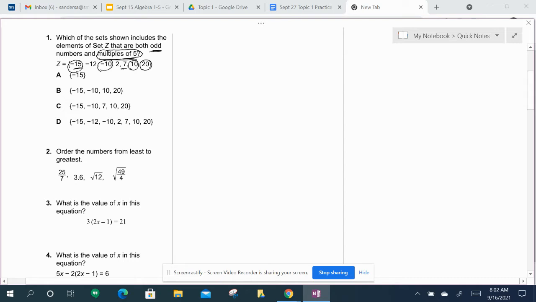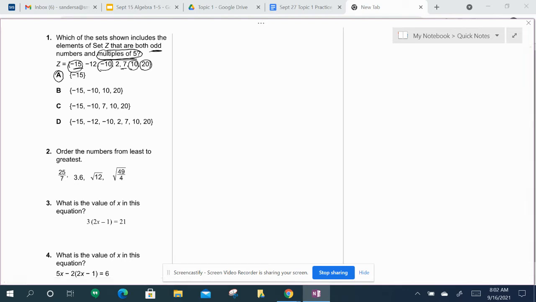And so now what I'm looking for is things that I underlined and things that I circled, because I want what they both have in common. And the only thing I see that I underlined and circled is negative 15. So my answer here would be choice A, negative 15.